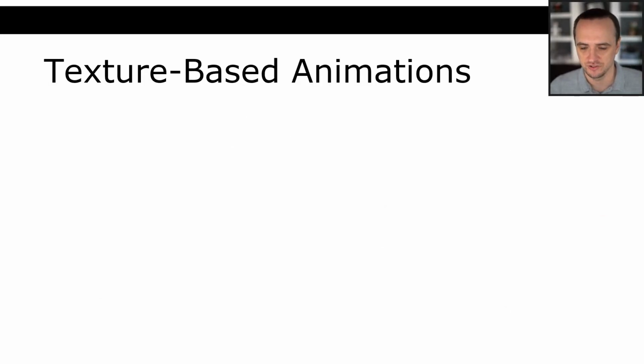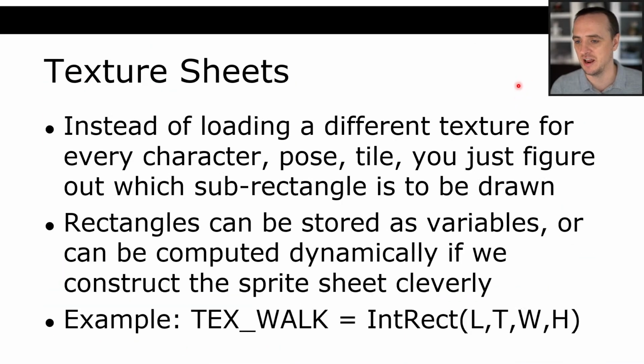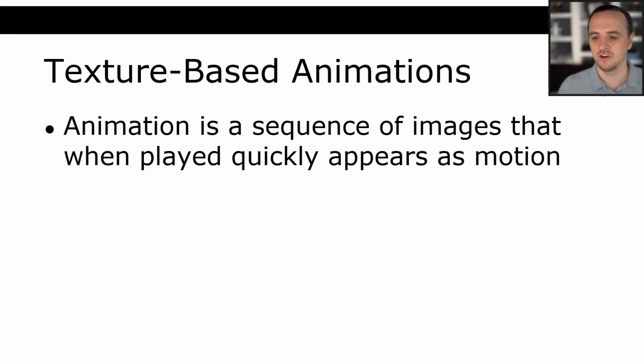Texture-based animations. So now we can see here how we are going to be creating animations in our engine. Animation is a sequence of images that when played quickly appears as motion, right? Everything you see on the screen, you see me moving right now, this is just a very quick sequence of images. Any movie you've ever seen, right? You all know how animation is done. Animation is just a quick sequence of images, and when you play it quickly, our brain thinks that it's moving when it's actually not moving.